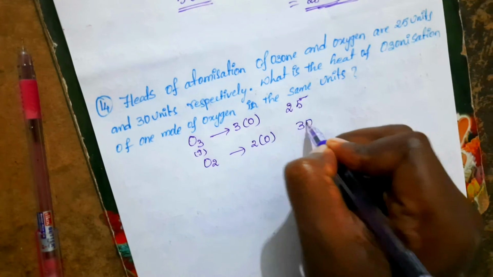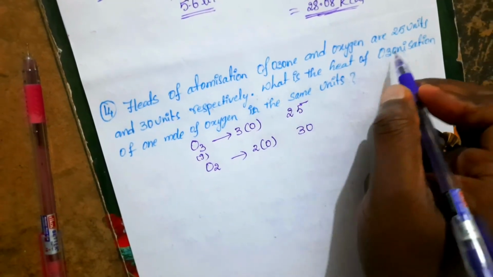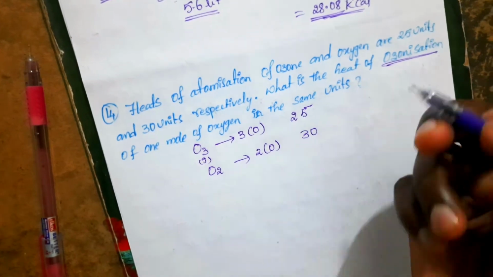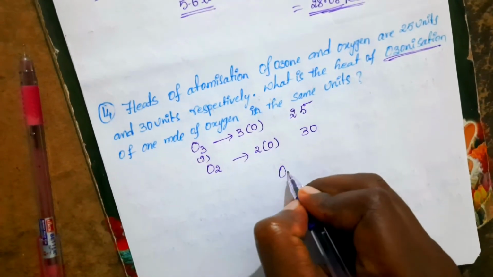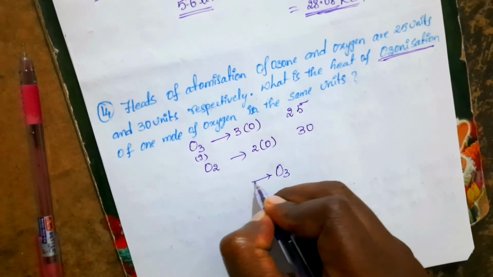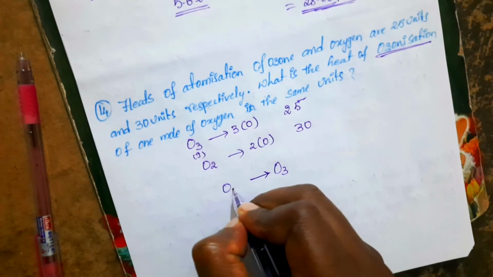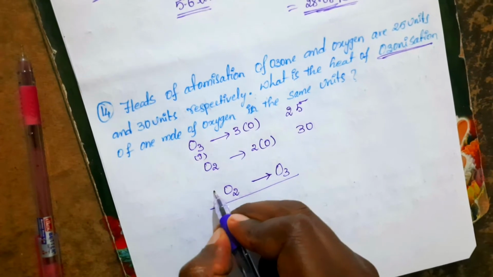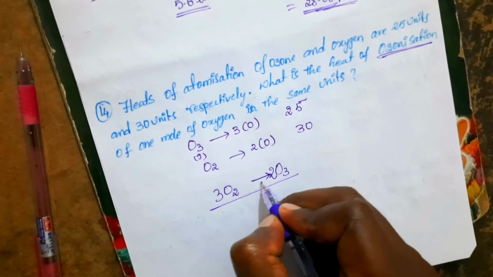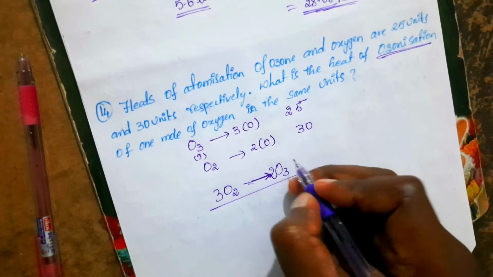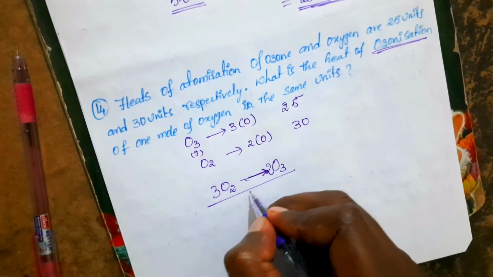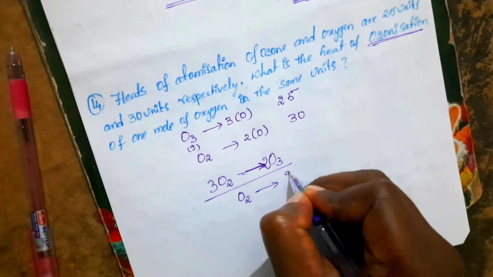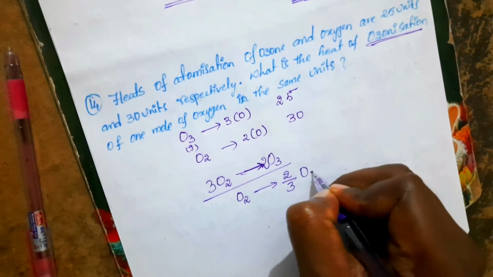30 units. Now what they are saying, what is the heat of ozonization? Ozonization is nothing but what? The process of preparation of ozone. We should get ozone here on the product side. On the reactant side, it should be oxygen. So then what do we have to do to balance this? 3O2 gives rise to 2O3, that is, for 1 mole of oxygen, it is O2, 2 by 3 O3 it will be.